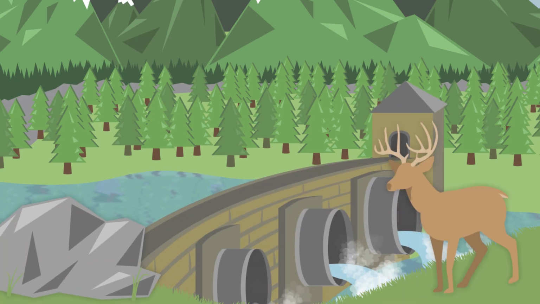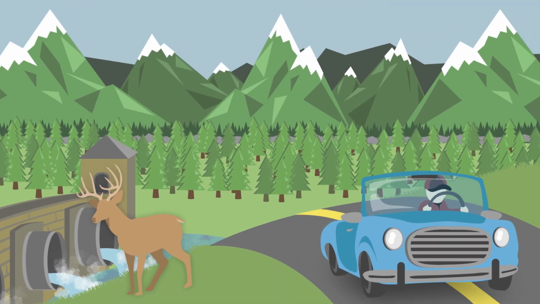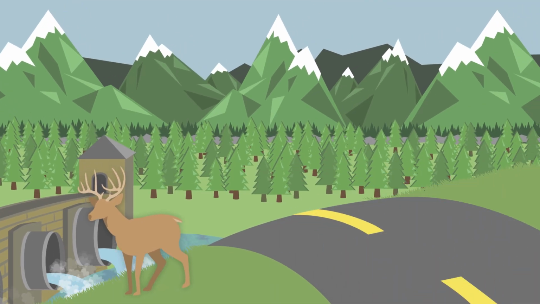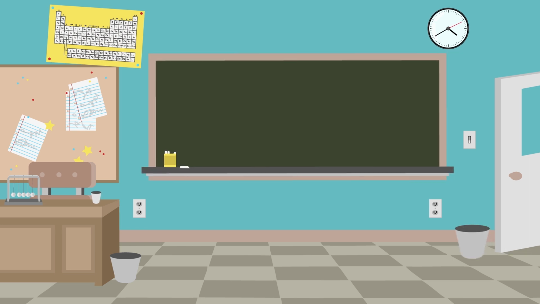The rocks, wildlife, and cars driving on the road above are part of the surroundings because they are not directly involved in maintaining water levels. Can you think of any other examples of a system and its surroundings in your classroom?